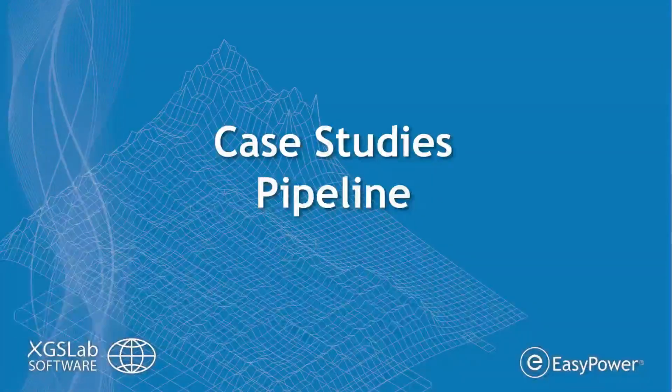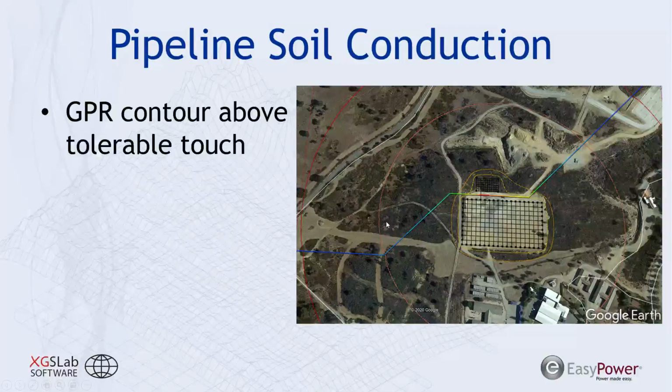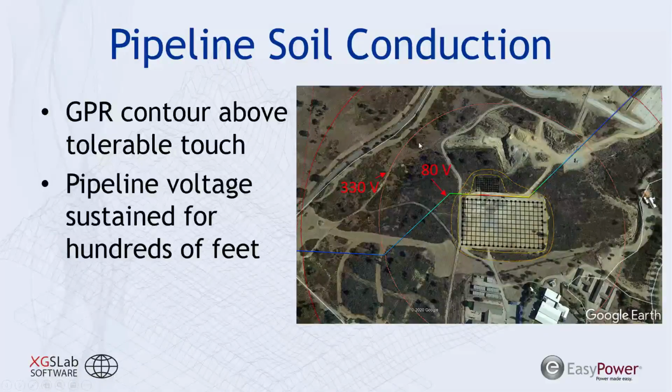So another case I want to talk about, or another recipient, are pipelines. So here's an image of a substation with an adjacent station, and they're connected, and between them runs a pipeline. And what I've done here is I've plotted our ground potential rise contour, and I have the 330 volt contour plotted right here, and I have my pipeline voltage, which is approximately 80 volts.